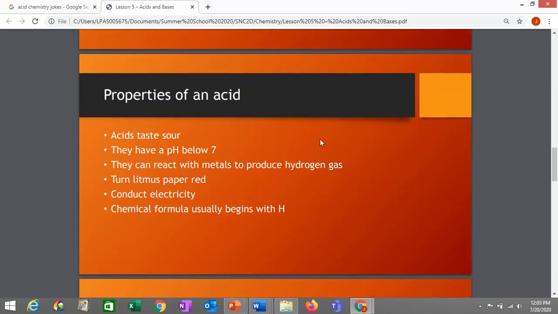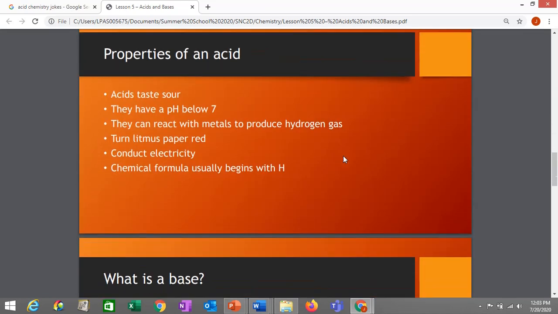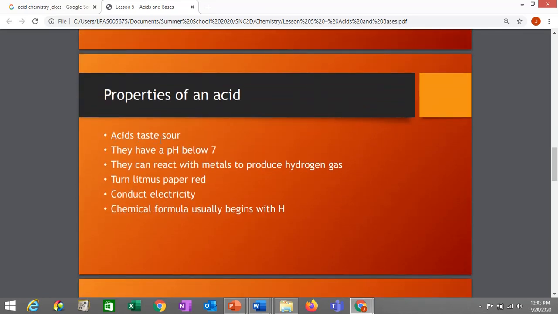Okay, properties of an acid. We said that these are things that release H+ into solution. So what are these things like? Well, if you taste them, they taste sour. If you measure their pH, it's below 7, so from 1 up to 7, but lower than 7. They react with metals to produce hydrogen gas. Some metals are more reactive than others, and some acids are more reactive than others, but generally speaking, that's what they will do. If you put litmus paper into them, the litmus paper will turn red.